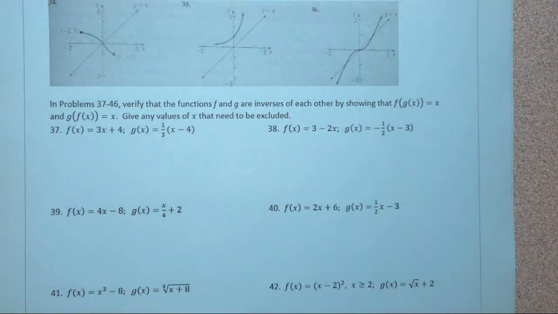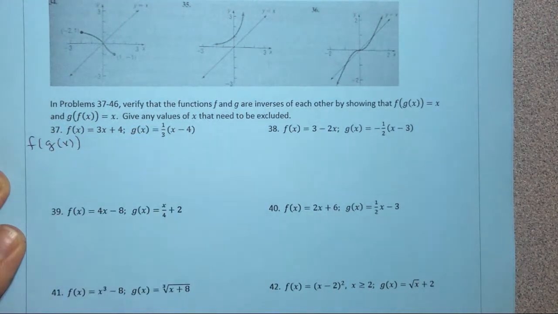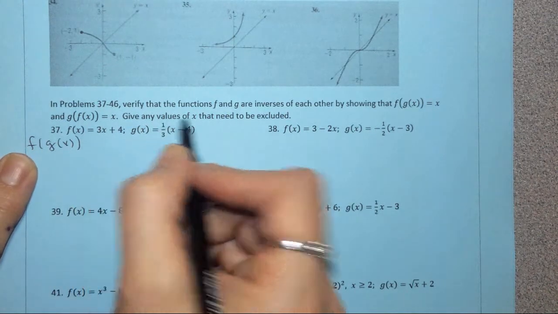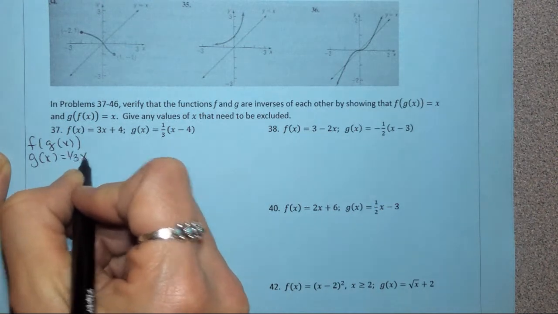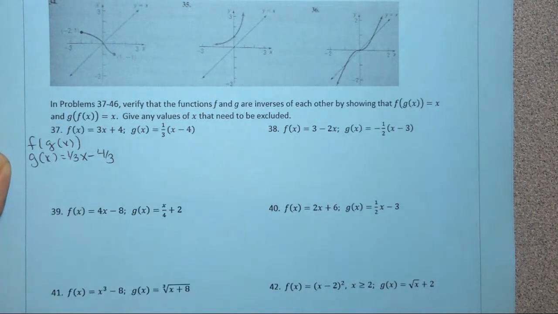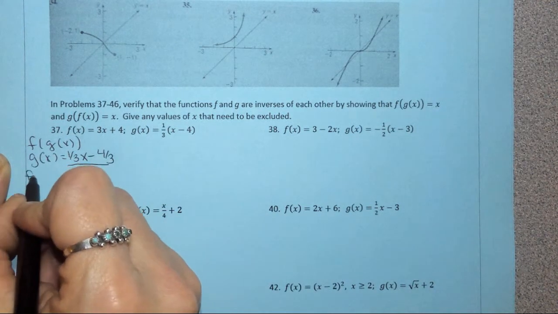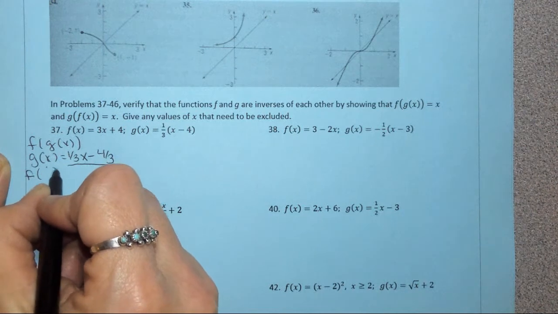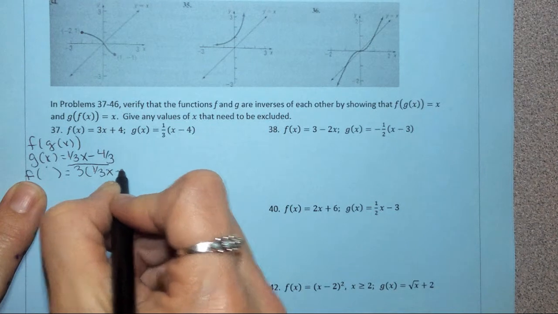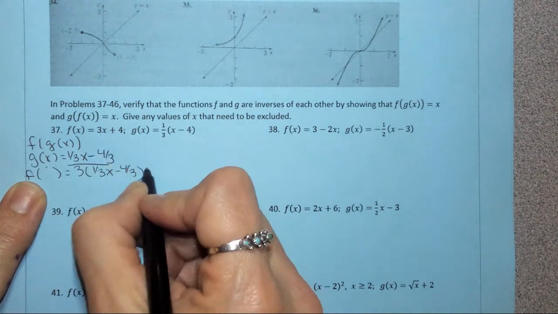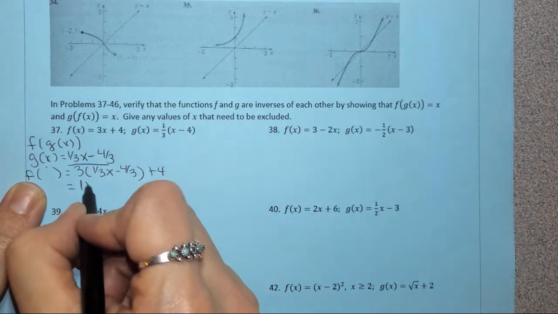So on 37, I'm going to do f of g of x. I'm going to take the g function and distribute. So g of x equals 1/3 x minus 4/3. I'm going to take that equation and plug it into f. So f equals 3 times (1/3 x minus 4/3), and then I have to bring down that plus 4. If I distribute, 3 times 1/3 is 1x.